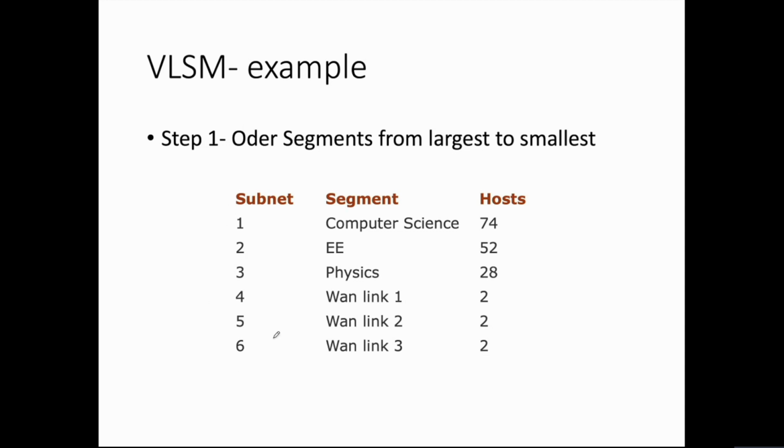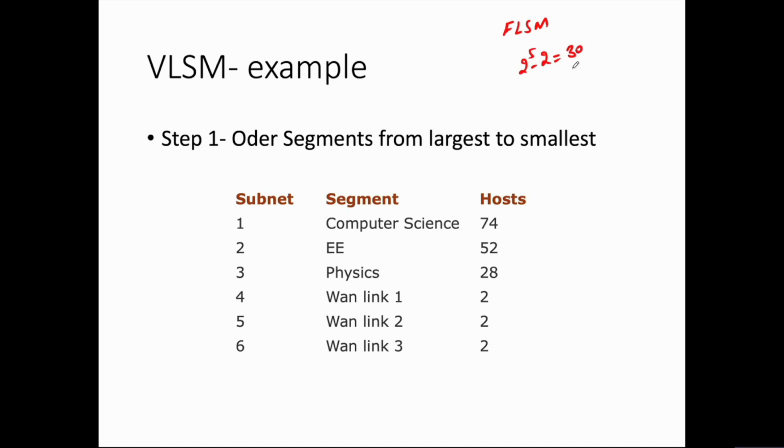So how many subnets are there? 6, right? And what is the maximum host requirement? For computer science, 74. So if I ask you to do it using fixed length subnet masking, can you do it? You cannot. We can do a quick calculation. How many subnets are required? 6. How many bits need to be borrowed? 3. Right? So okay, we can create 6 subnets. This is a class C address. And how many bits are there for the host portion? 5. So 2 raised to the power 5 minus 2.